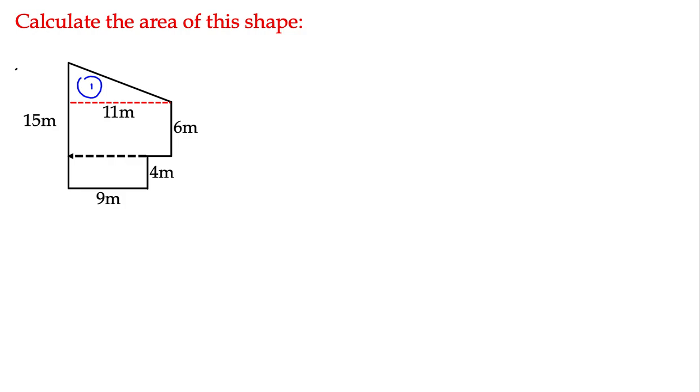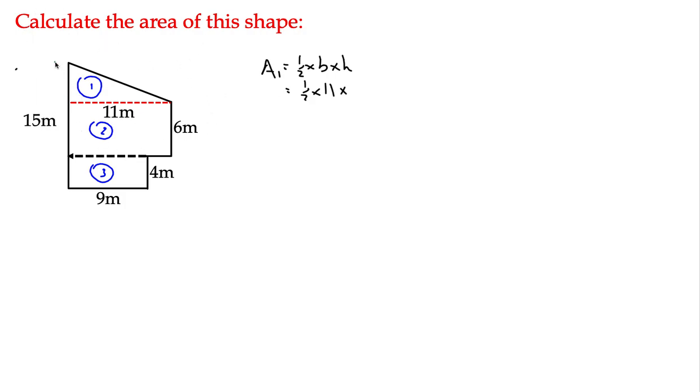So I've split this shape up into a triangle and 2 rectangles. That means I'm going to have 3 numbers. So I'll call this shape here 2, and I'll call this shape 3, which means I'm going to have 3 areas. Area 1 is a triangle, so it's a half times base times height. The base of it is 11, so it's a half multiplied by 11 multiplied by, well, we're going to have to do a little bit of problem solving here.